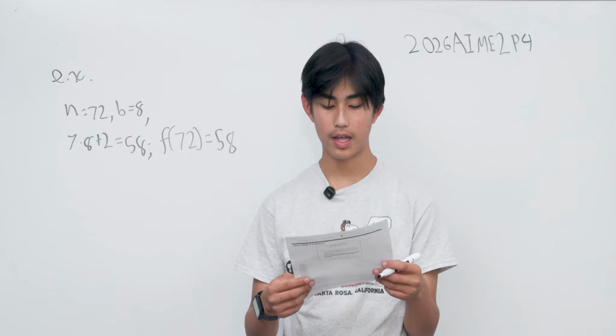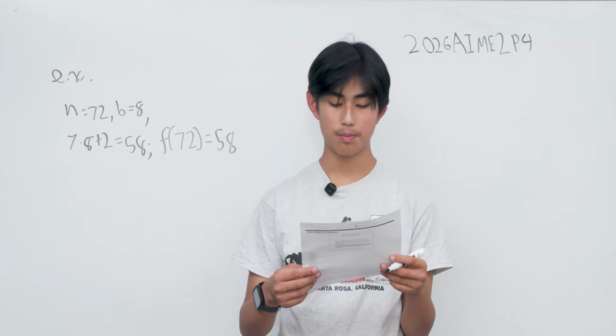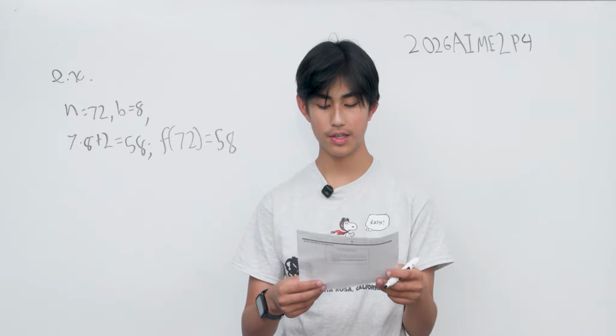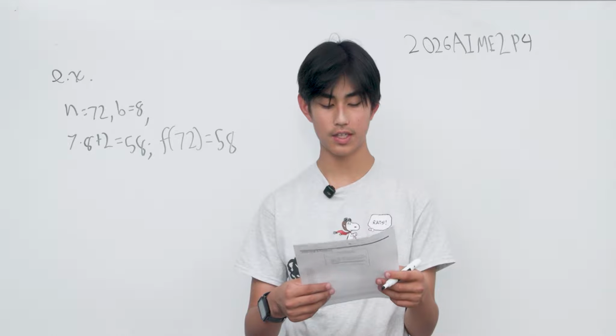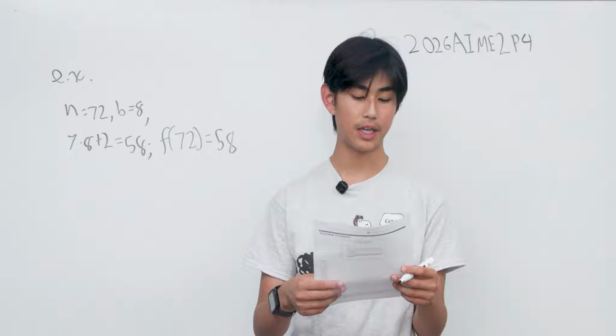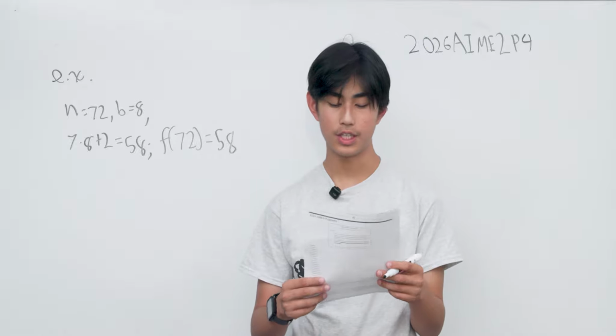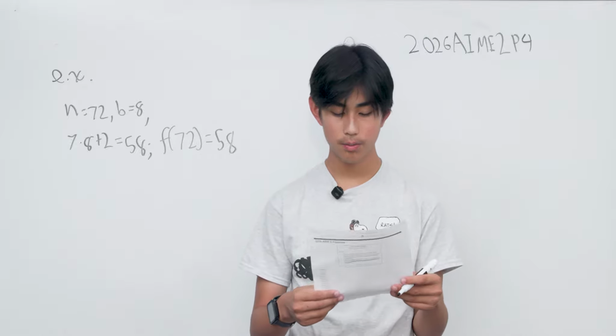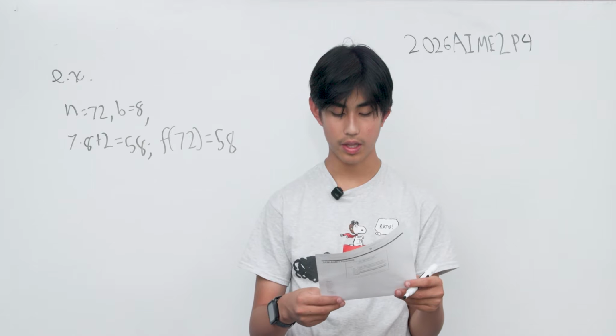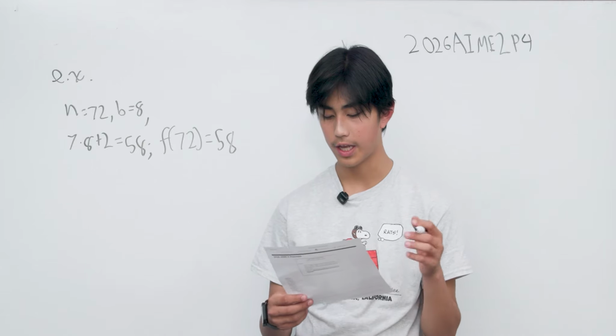For example, if n equals 72, then b equals 8, and 72 as a numeral in base b equals 7 times 8 plus 2 equals 58. Therefore, f of 72 equals 58. Find the number of positive integers n less than 1000 such that f of n equals n.